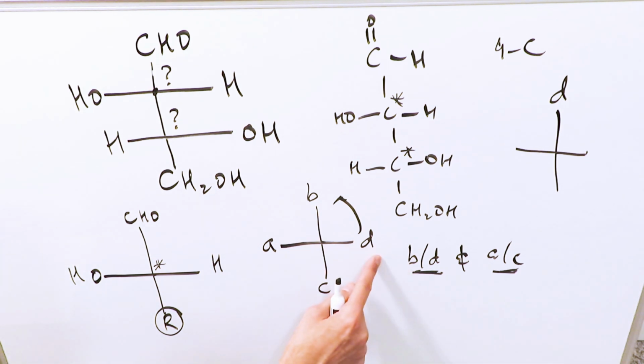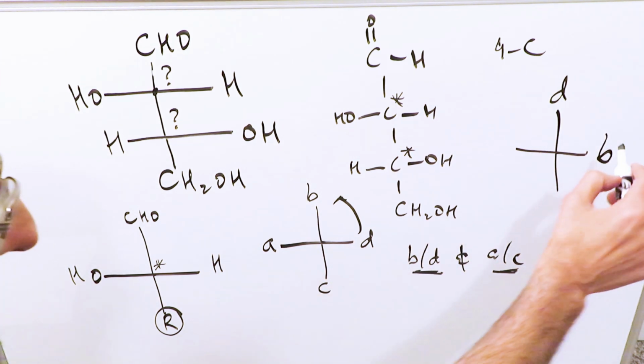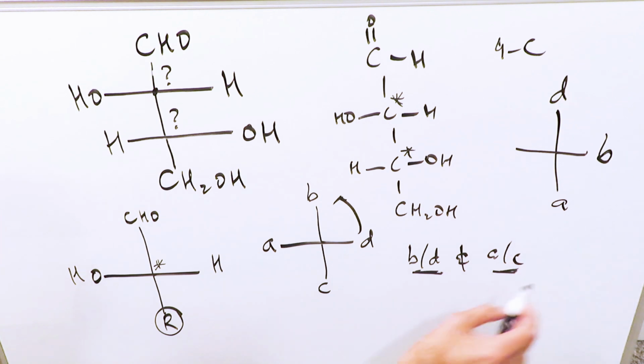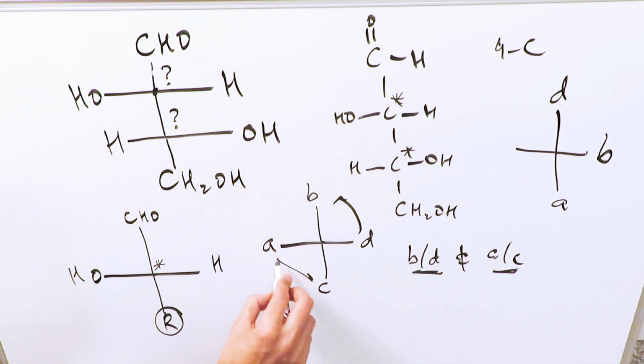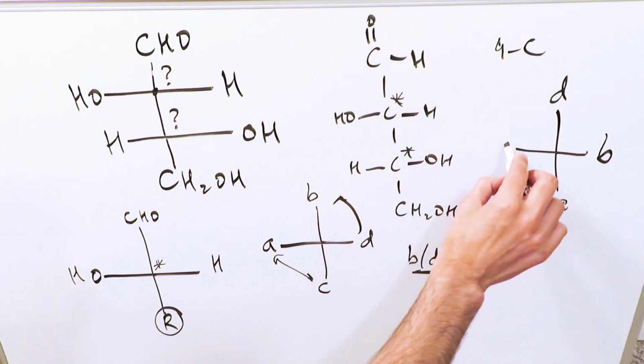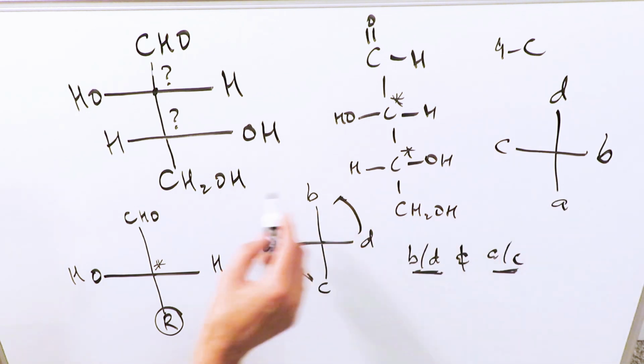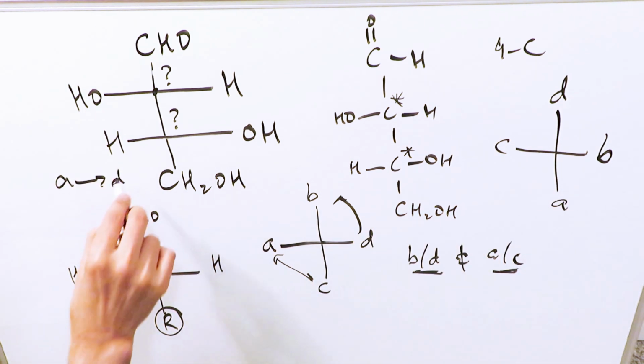When I do it, my D comes here on the top, my B comes here on the side, my A comes here on the bottom because I'm trading A and C, and I'm trading D and B, and my C comes over here. Now I'm looking in the direction from A to D.